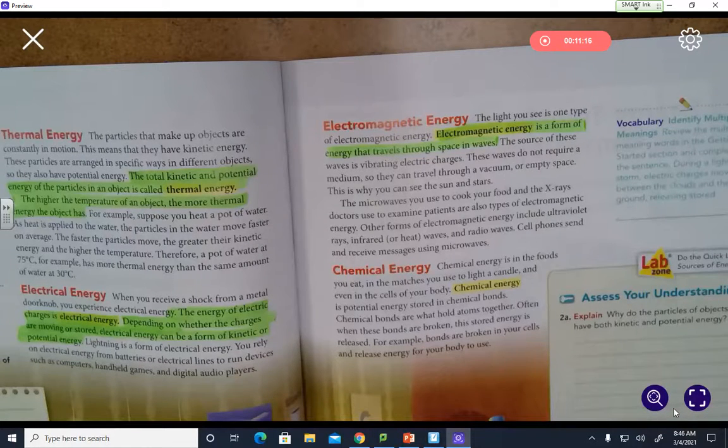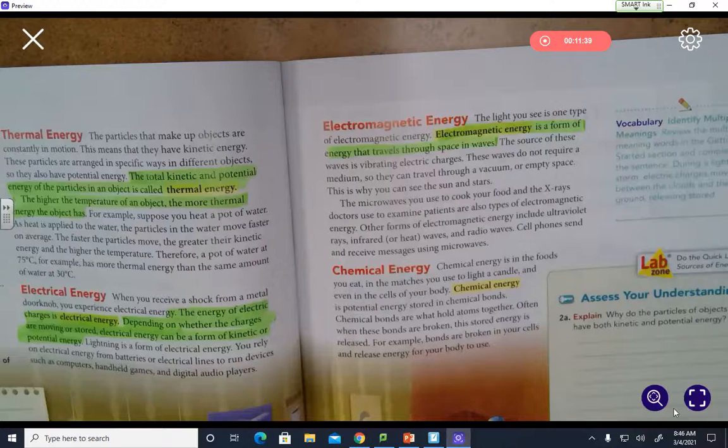The microwaves you use to cook food and the X-rays doctors use to examine patients are a type of electromagnetic energy. Other forms of electromagnetic energy include ultraviolet rays, infrared or heat waves, and radio waves. Cell phones send and receive messages using microwaves.